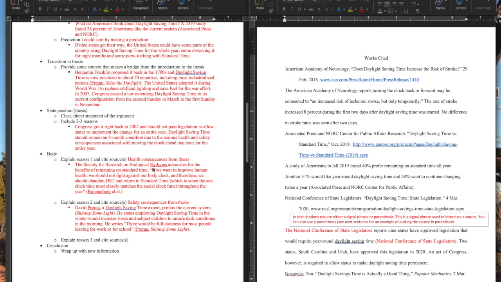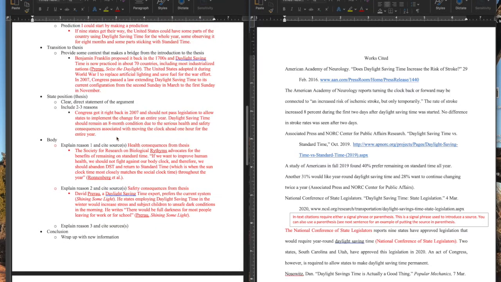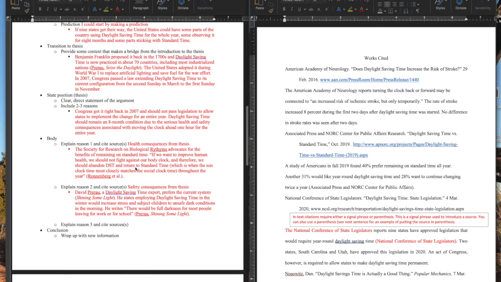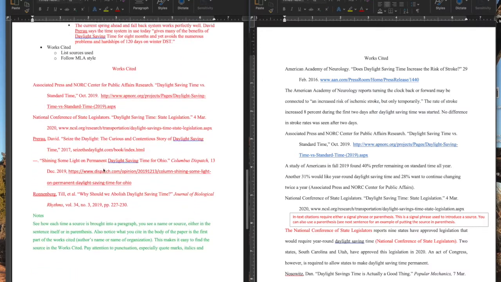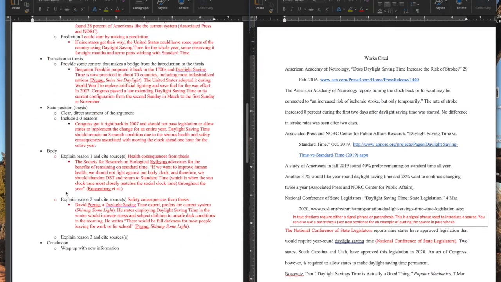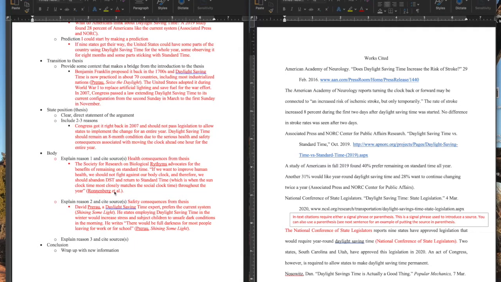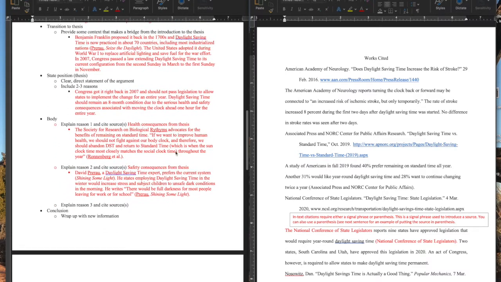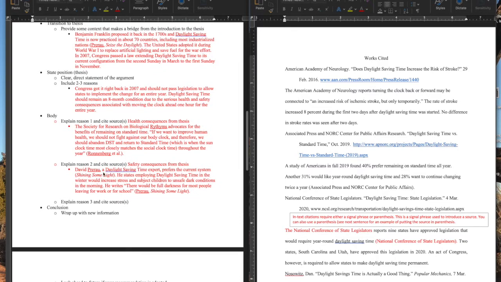So since I started with health, my body paragraph that comes right after the thesis talks about health. Here I have a story from Ronenberg et al., so I have more than 3 authors. Again, if I want to go back, I go back to Ronenberg. Then, second part of my thesis statement was safety. So my second paragraph comes up with safety information. I did this way with the author's name this time. This is called a signal phrase. So I can do an in-text citation with a signal phrase, or I can put it in parentheses at the end as well.